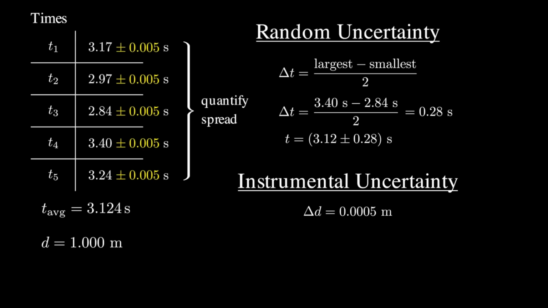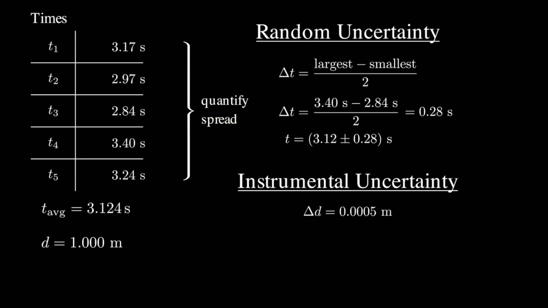The answer is that the random variance in our experiment is far larger than the instrumental uncertainty. Consequently, the instrumental uncertainty of the stopwatch is irrelevant to estimating the uncertainty in the time measurement, and it makes no sense to quote it in the measurement table.